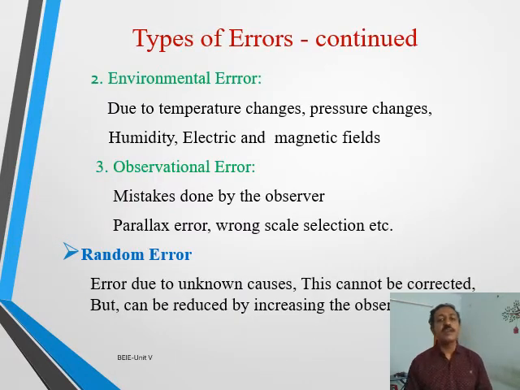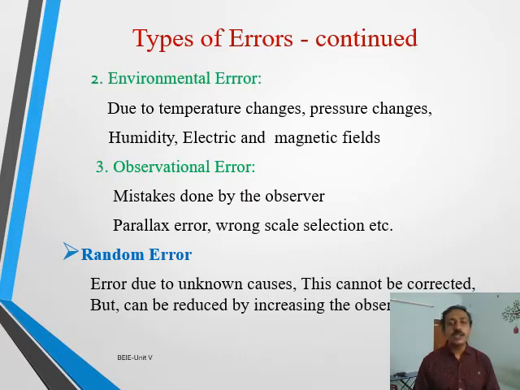The next type of error is environmental error. Environmental error is due to environmental factors like temperature, pressure, humidity, pH value, electric and magnetic fields, etc. So you can avoid this type of environmental error by using enclosed boxes. If you are keeping the instrument inside enclosed wooden boxes, we can avoid these electric fields or magnetic fields, and it cannot be affected by temperature, pressure, etc.